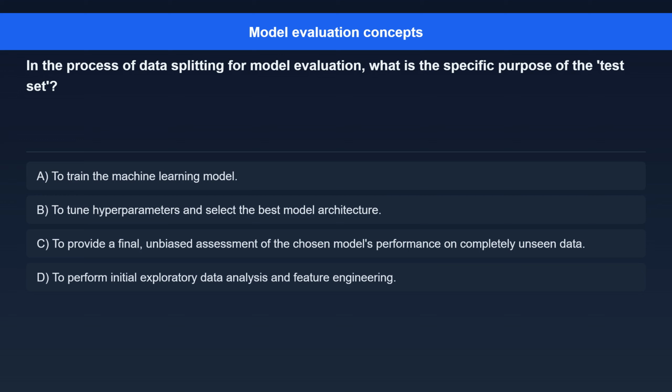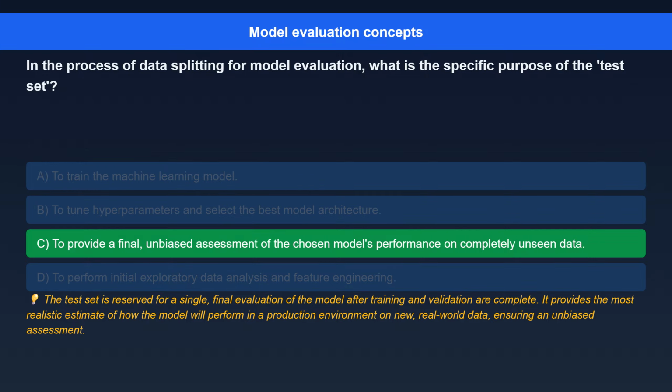Question 8. In the process of data splitting for model evaluation, what is the specific purpose of the test set? Option A, to train the machine learning model. Option B, to tune hyperparameters and select the best model architecture. Option C, to provide a final, unbiased assessment of the chosen model's performance on completely unseen data. Option D, to perform initial exploratory data analysis and feature engineering.